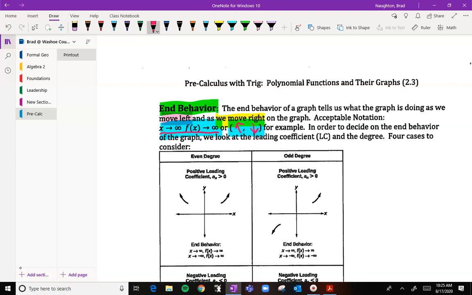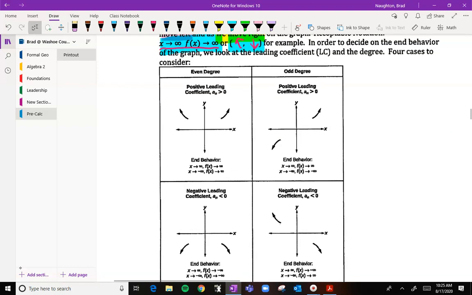Cool? All right. Now when you're talking about end behavior and polynomials, we've noticed some patterns, and that's what this table is all about. I would either print this out or start in your notes, put a sticky note. This is super important because it's going to save you some valuable time, and it's also going to talk about some trends.